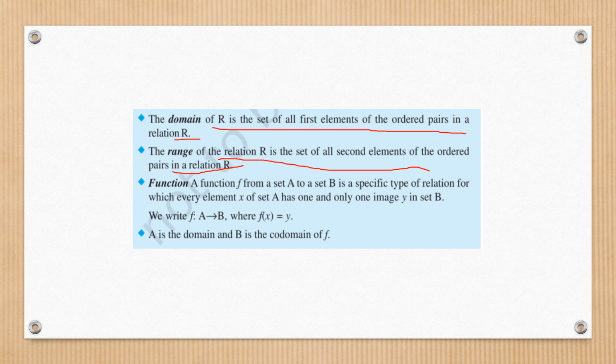And then a function f from set A to set B is a specific type of relation for which every element x of set A has one and only one image y in set B. And we write f: A to B, where f(x) equals y, meaning the image of x under f is y. x is called the pre-image, A is the domain and B is called the codomain of f.